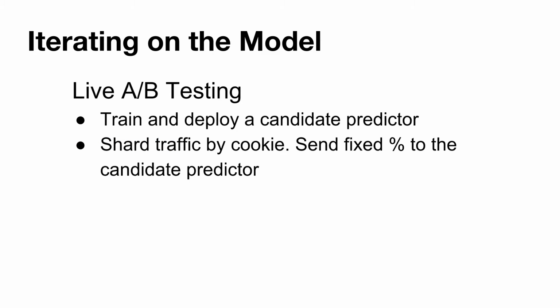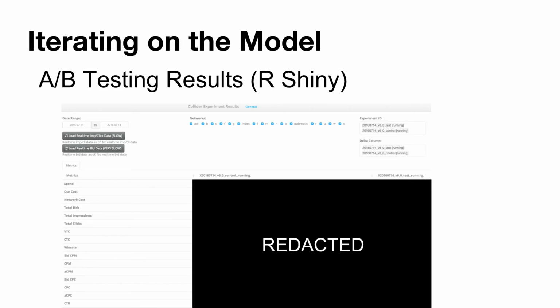So we do backtesting first, and then we say, okay, I see that adding these two features and removing this feature improves the model, so this model looks better than the one that's in production. Let's try to put it in production. Well, before we put something in production, we do live A/B testing. We deploy both the production and a candidate model at the same time, and we shard traffic by cookie and send a fixed percent to the candidate predictor. And we have this app that goes over the A/B testing results. Again, I hid some of the information here, but we can see the click-through rate, CPM, CPC. These are all ad tech terms, but basic metrics.